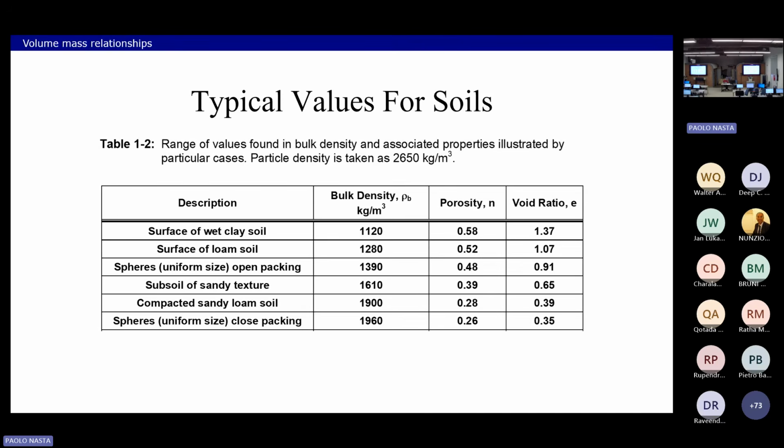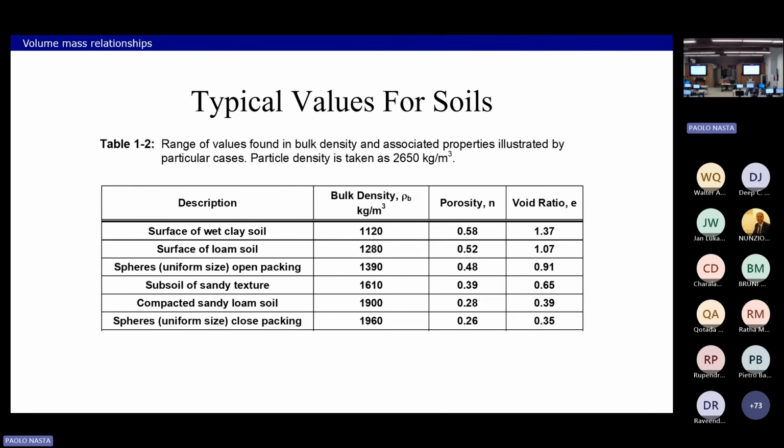So you can see in the table, the units are referred to kilogram over cubic meters. And so you can see that a clay soil in the first row is 1,100 more or less, with the corresponding porosity of almost 60%. And this is very important, because this kind of bulk density value is related to high porosity.